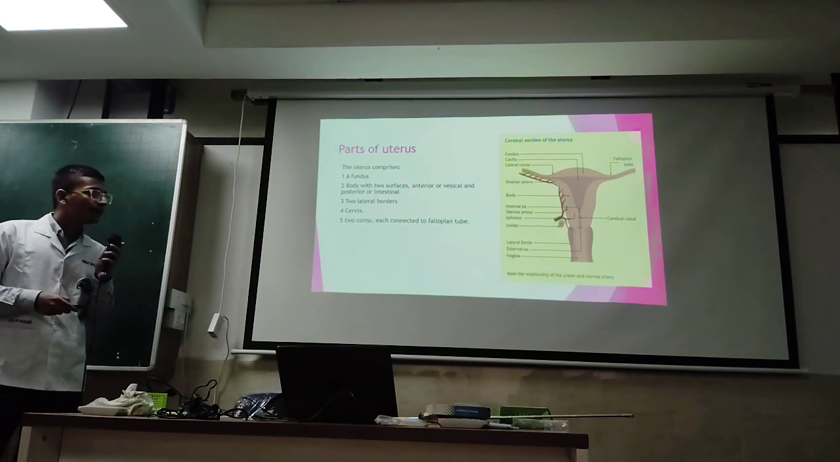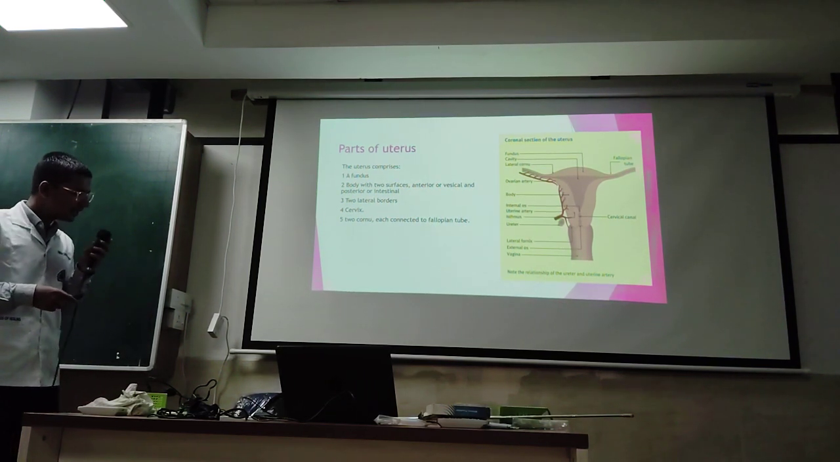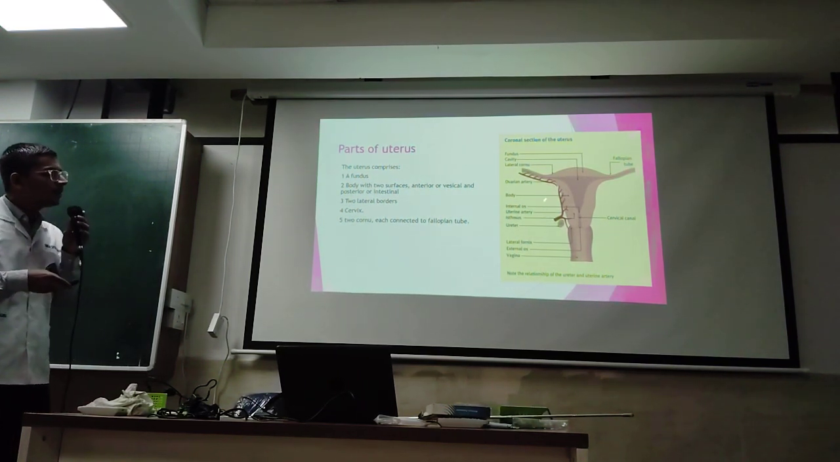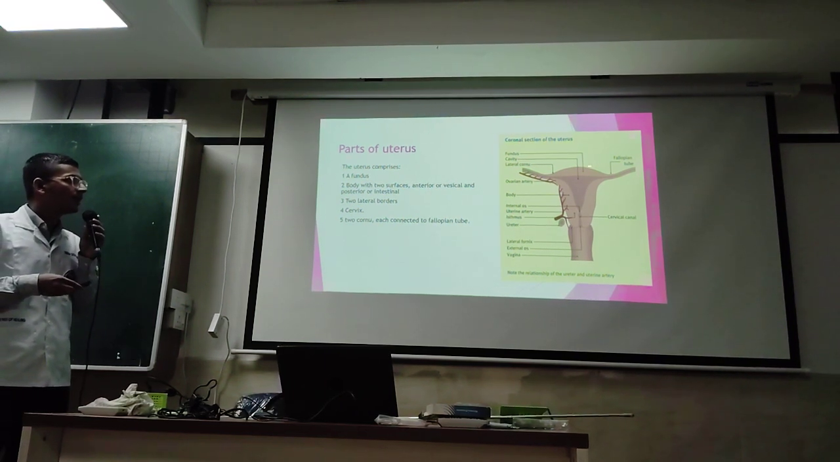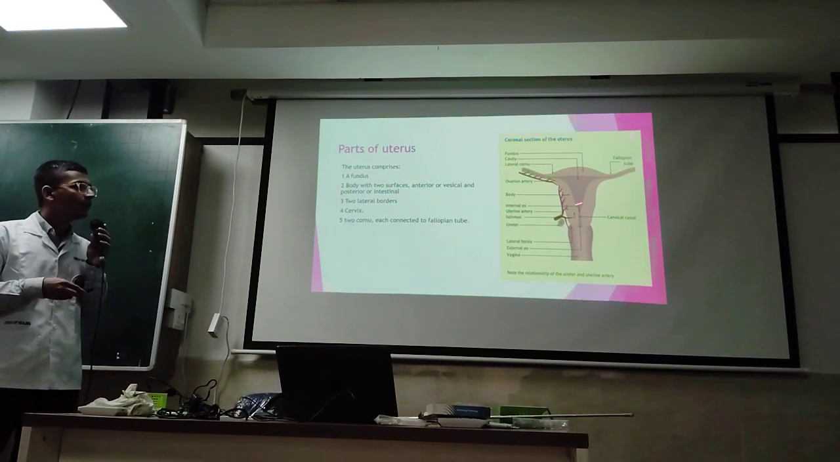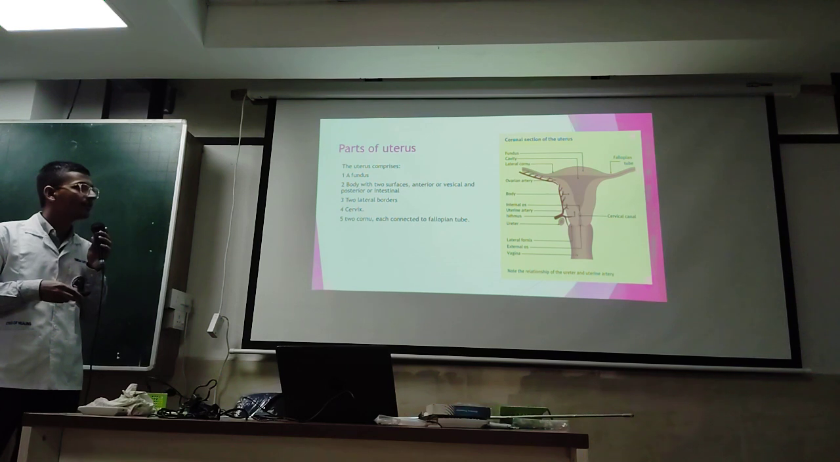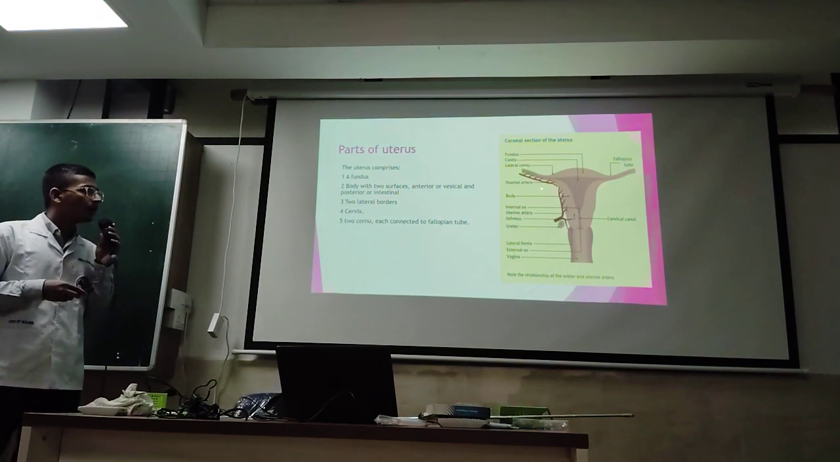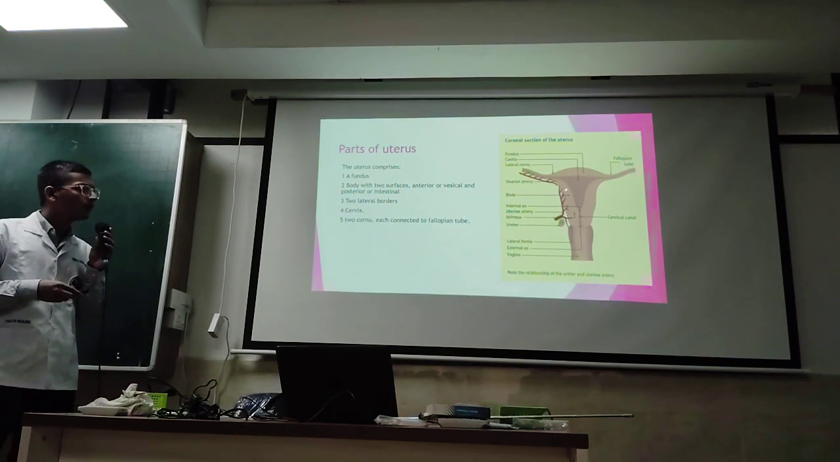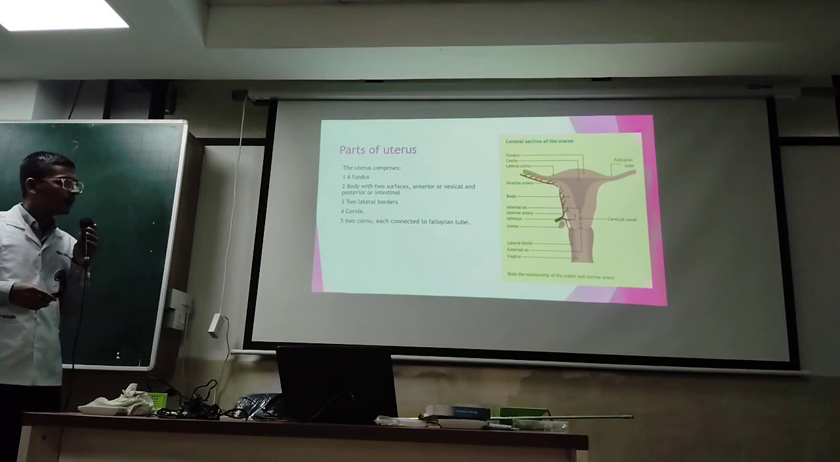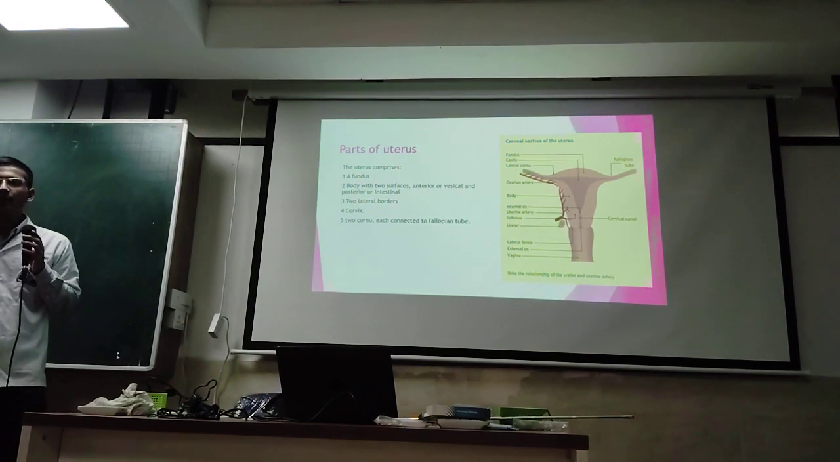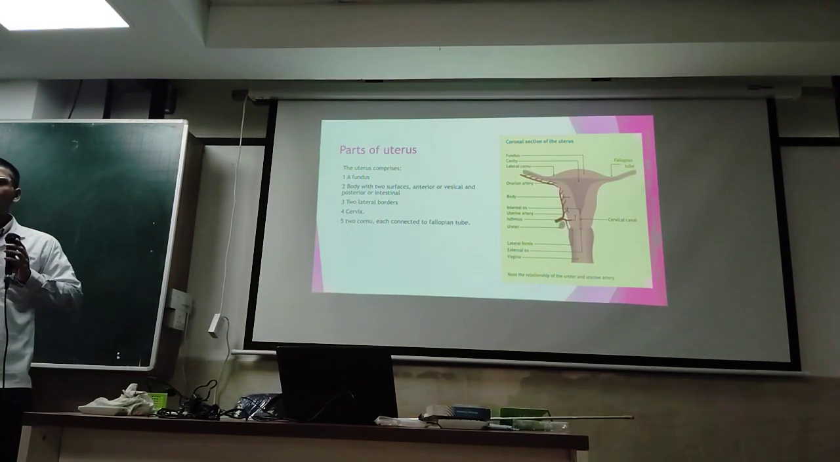While taking the parts, we see that there are multiple parts, beginning with the uppermost part, which is the fundus, the middle part, which is the body, and the lower and narrow part, which is the cervix. Other parts are the cornua, and other borders are anterior and posterior, along with two lateral borders.